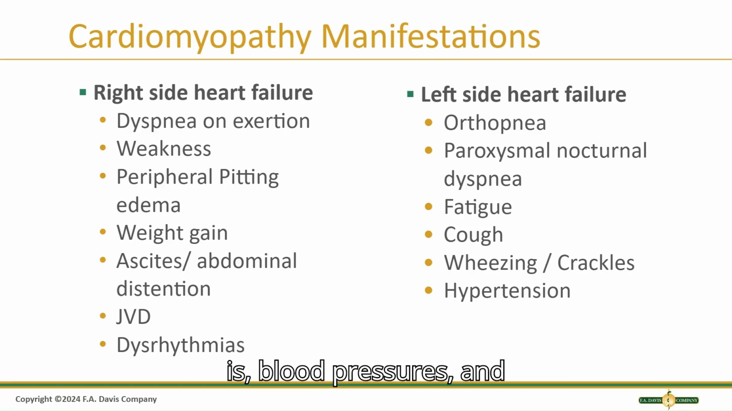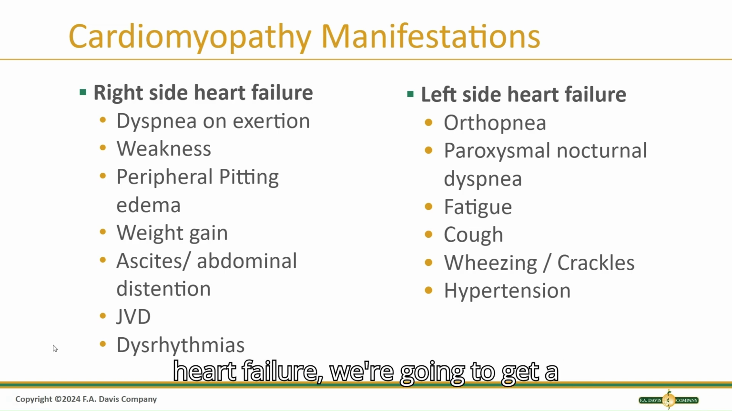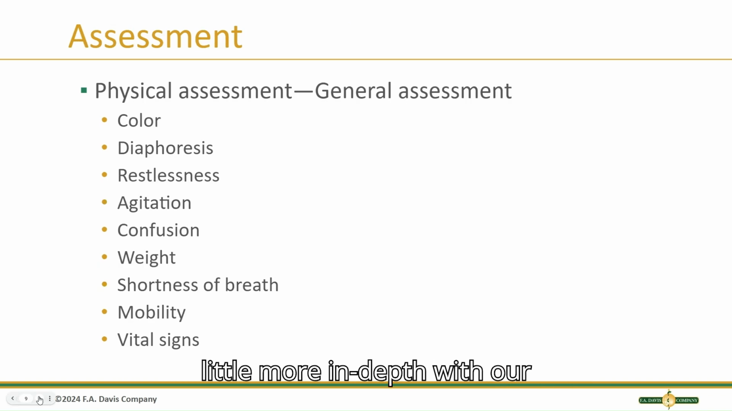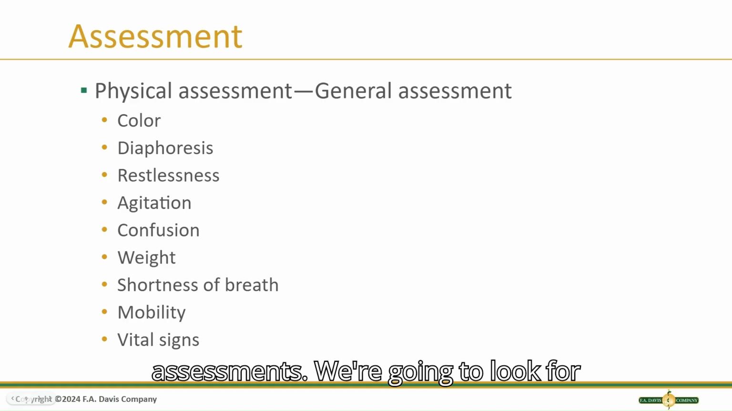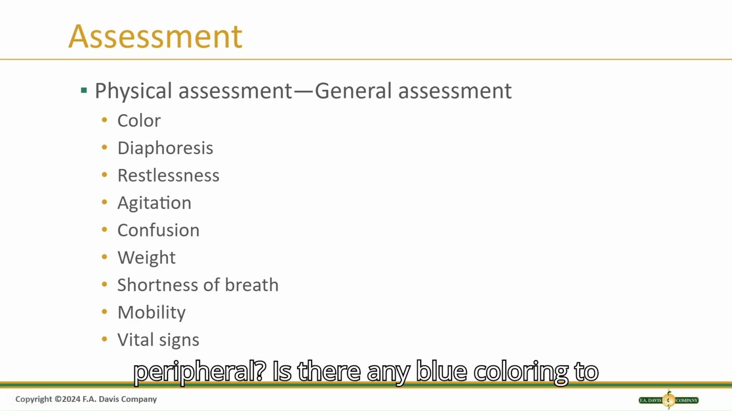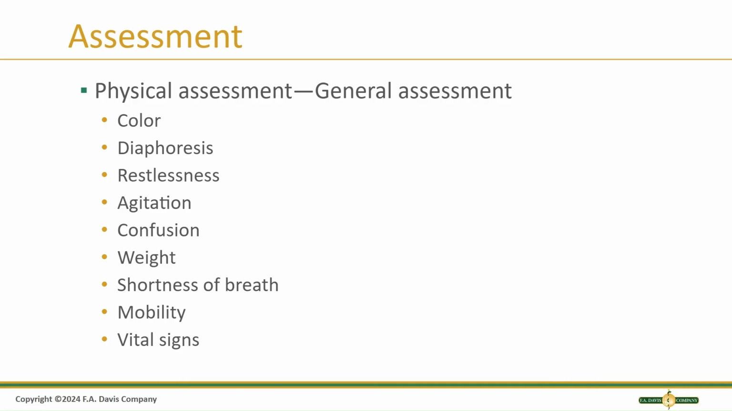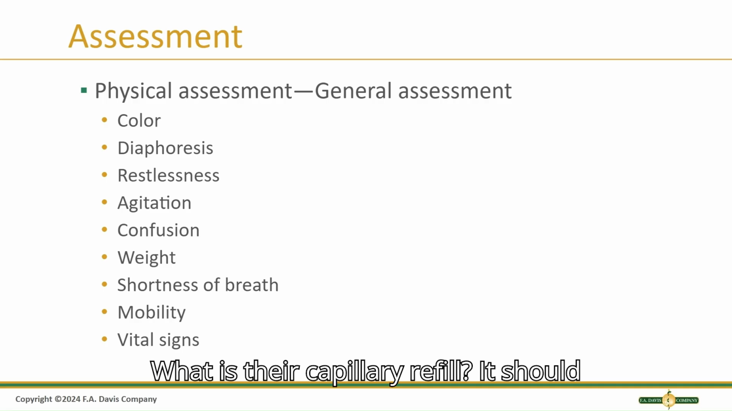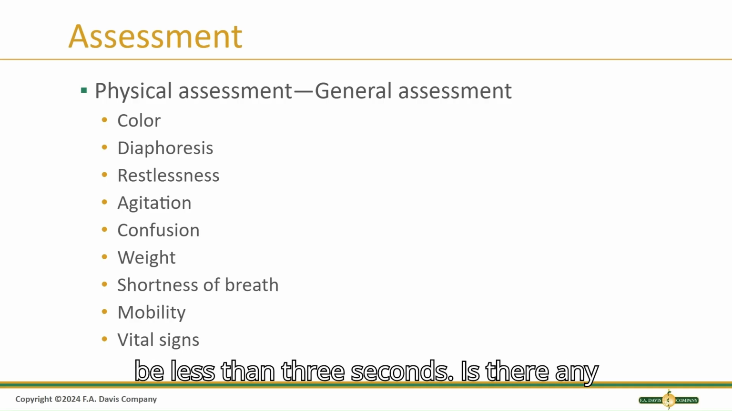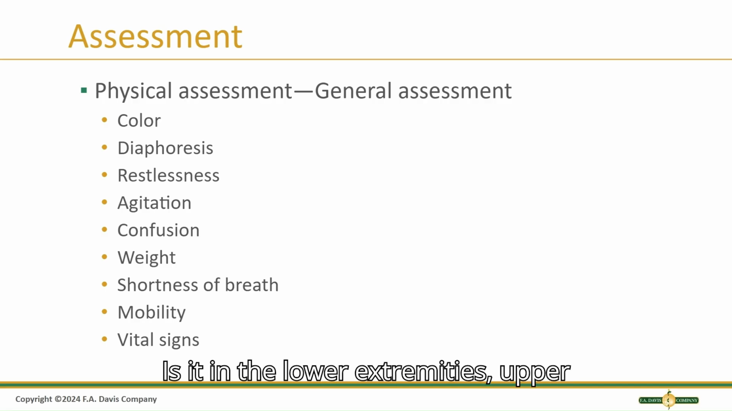The goal of care is to always try to manage these signs and symptoms, and we want to delay the disease progression and help reduce any risks of complications that the patients might have. So we want to assess our patient. We want to do just a general assessment of all patients every time. We want to know what their color is. Are they breathing normal? Is their skin warm and dry? Are they diaphoretic? Is there any restlessness, agitation, or confusion?